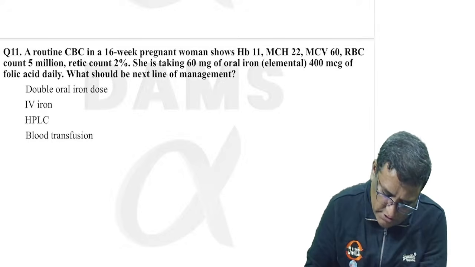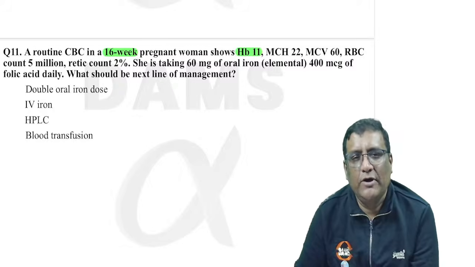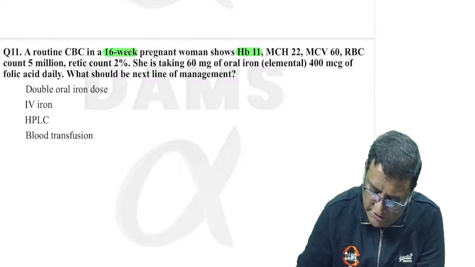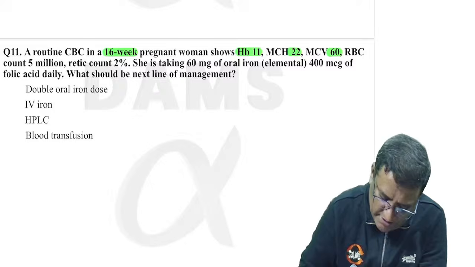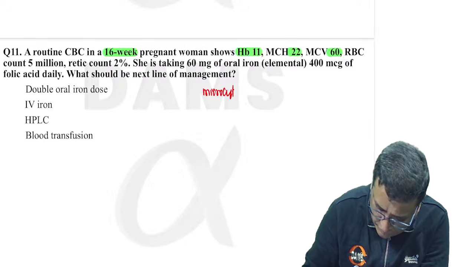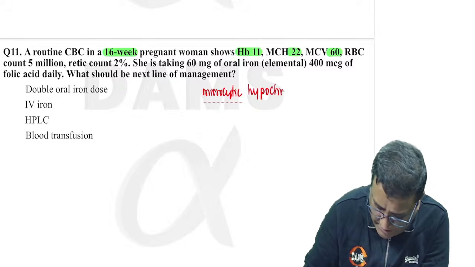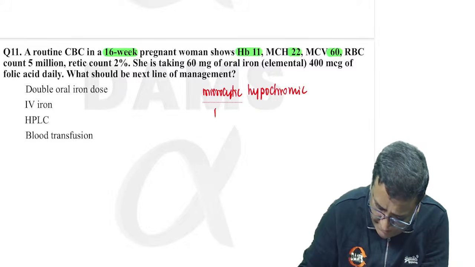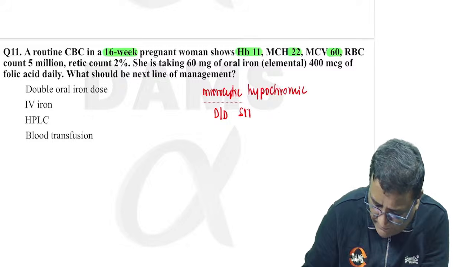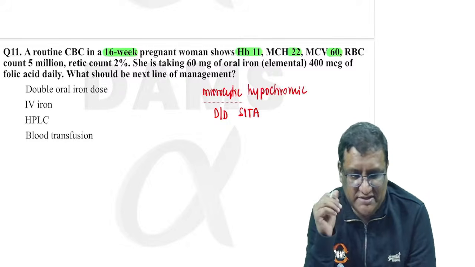A routine CBC of a 16-week pregnant woman shows hemoglobin 11, MCH 20, MCV 60. Definitely microcytic hypochromic RBC. So what are my DDs for microcytic hypochromic here? My DDs will be sideroblastic anemia, iron deficiency, thalassemia, and anemia of chronic disease, isn't it?